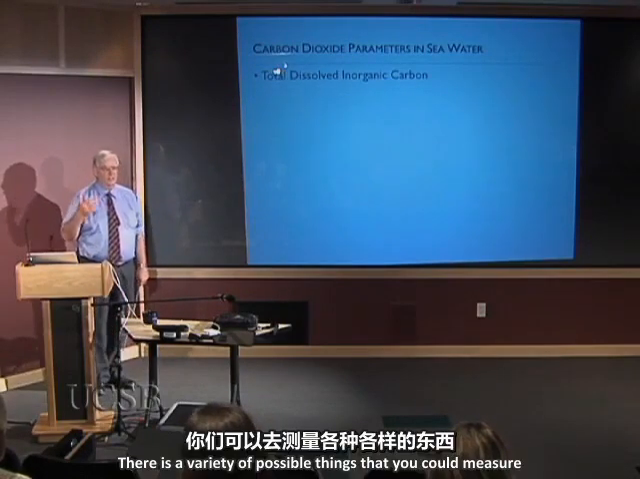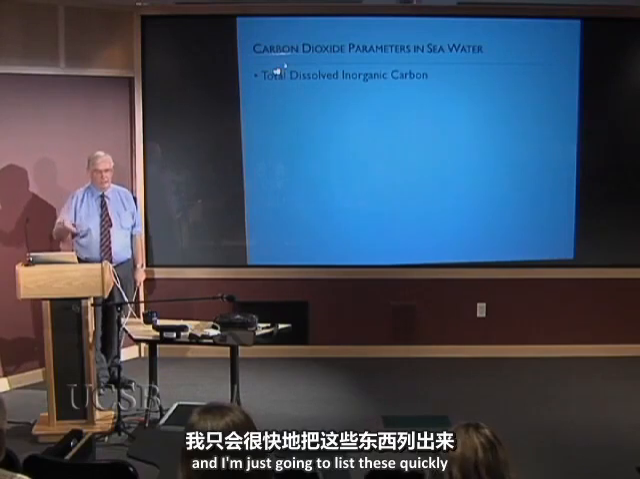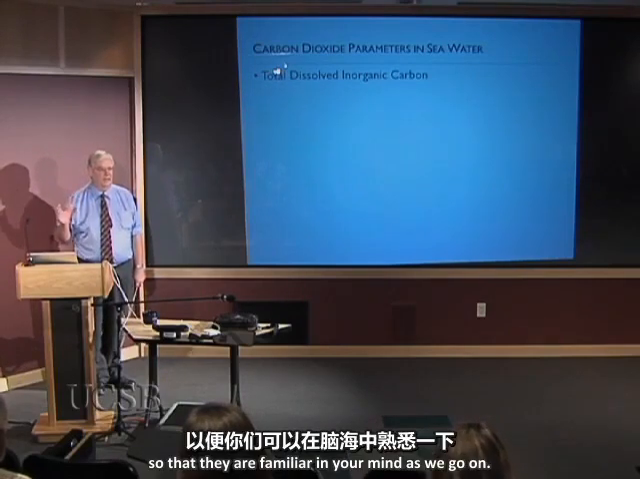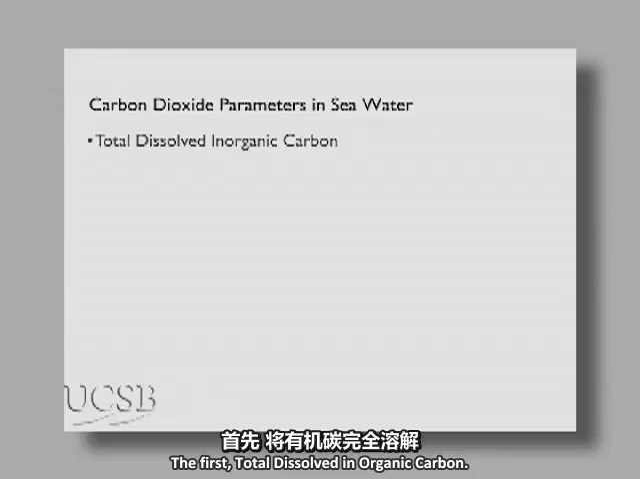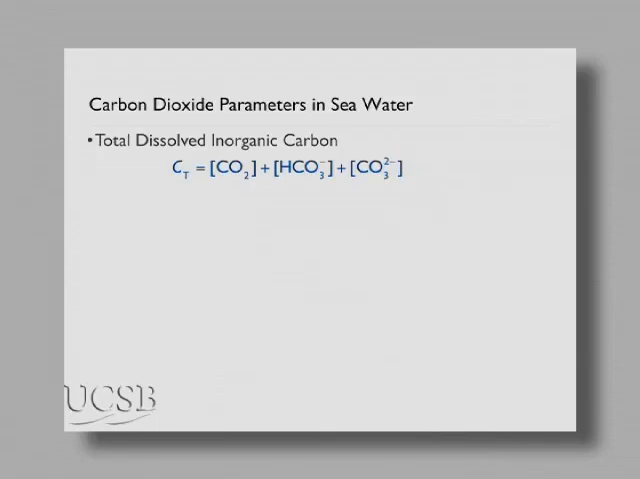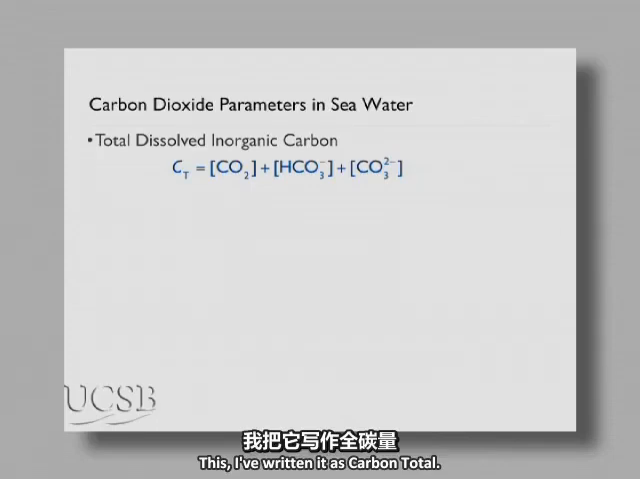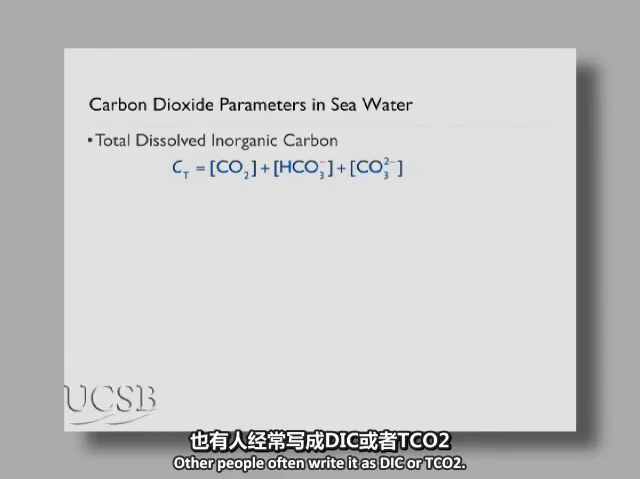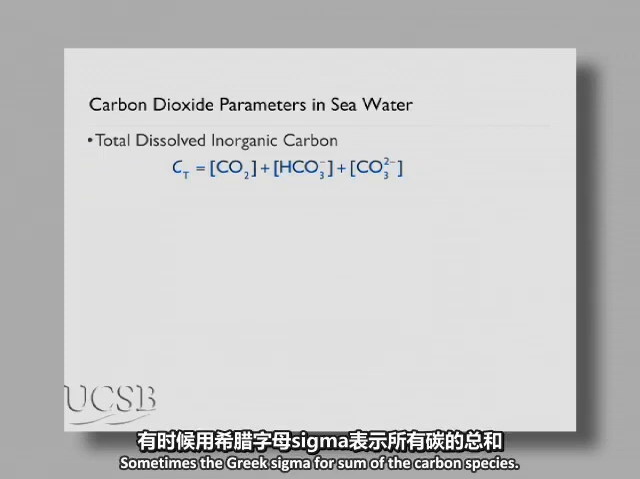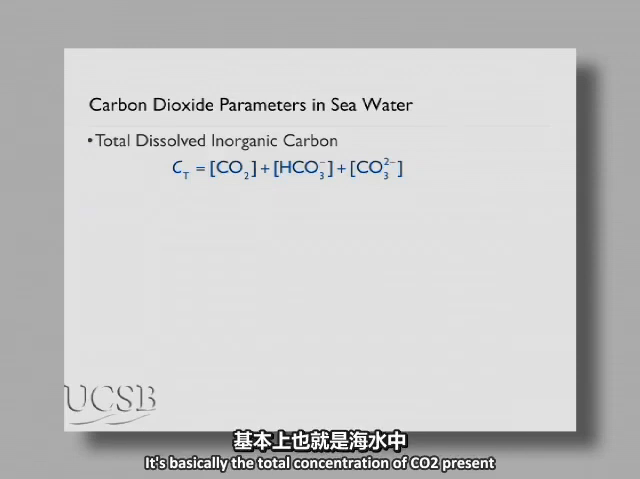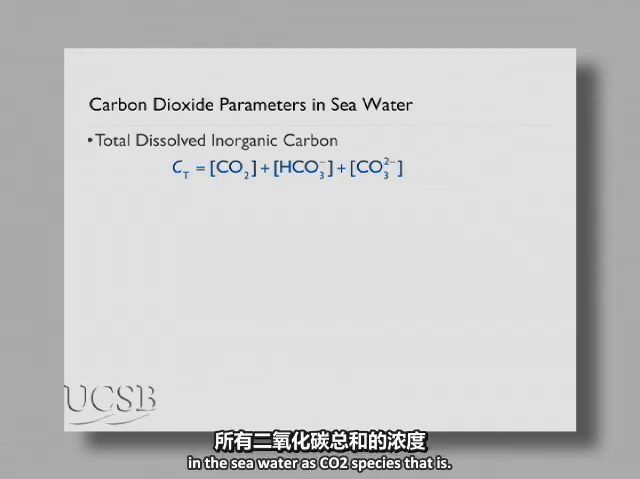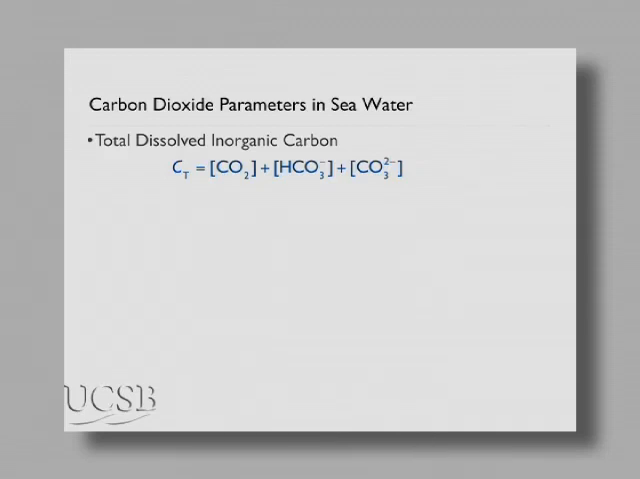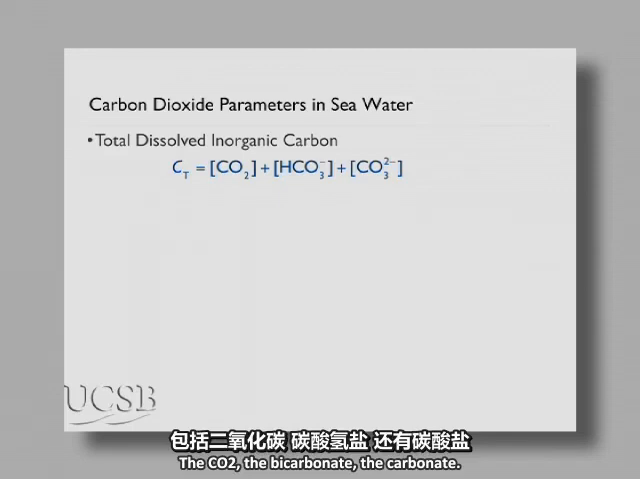There's a variety of possible things that you could measure, and I'm just going to list these quickly so that they're familiar in your mind as we go on. The first, the total dissolved inorganic carbon. I've written it as carbon total. Other people often write it as DIC or TCO2, sometimes the Greek sigma for sum of the carbon species. It's basically the total concentration of CO2 present in the seawater as CO2 species, that is, the CO2, the bicarbonate, the carbonate.